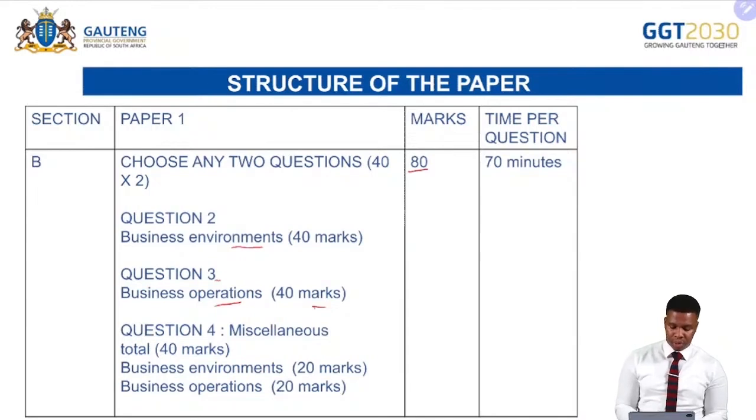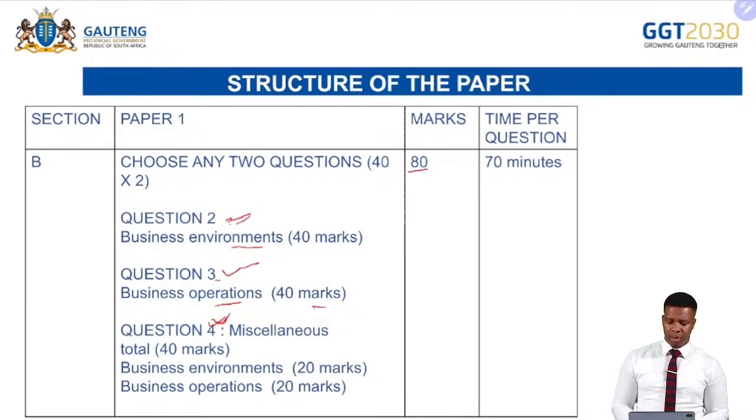And then with question 4, we have miscellaneous, which is 40 marks total. So we will be having a combination of both business environment and business operations for 20 marks each. So you should know that here you are allowed to choose question 2 or question 3, or you are allowed to choose question 2 and question 4, or choose question 3 and 4, or 4 and 2. It depends on the question.